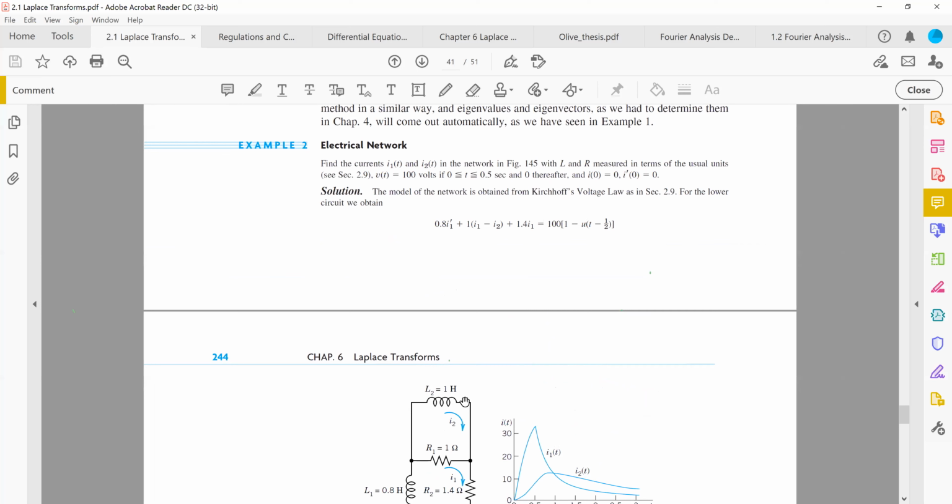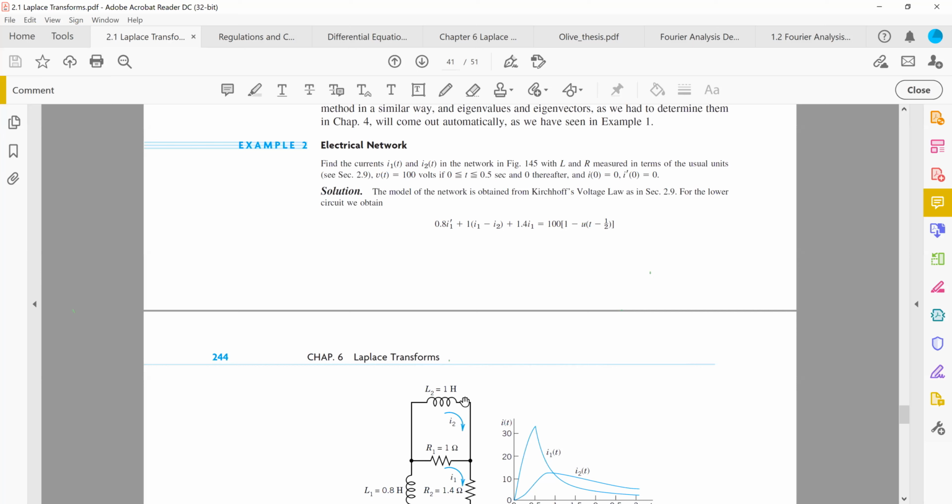So you have to find currents I1 and I2 in the network in figure 145, with L and R measured in terms of the usual units. V(t) is equal to 100 volts if 0 is less than or equal to t, which is less than or equal to 0.5, and 0 thereafter. And so the initial values are I(0) is equal to 0 and the integral of I dt is also equal to 0 initially.